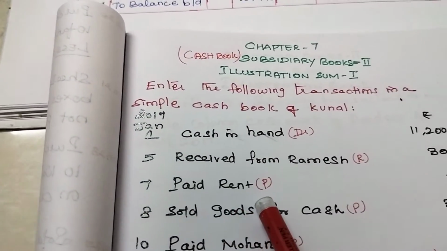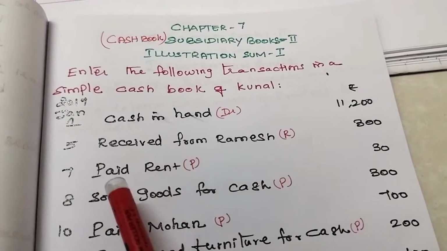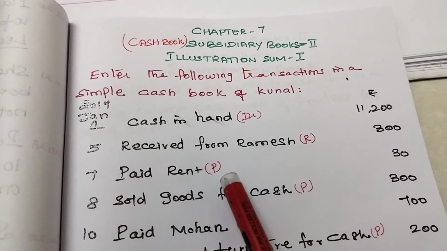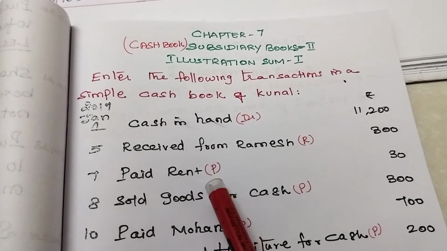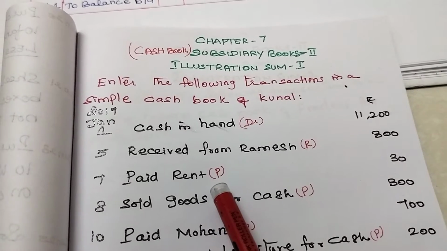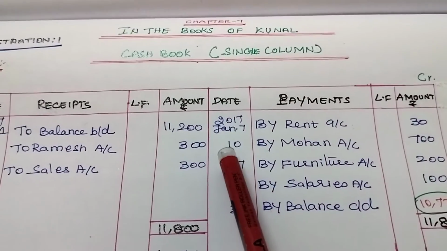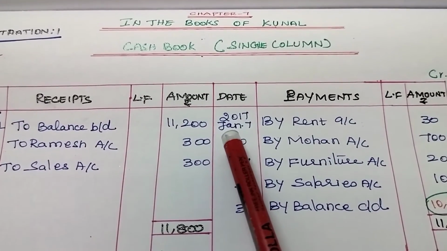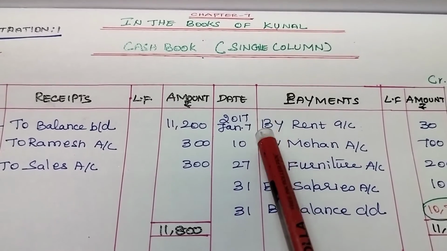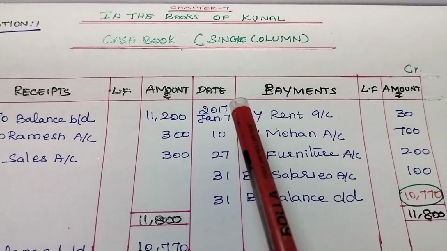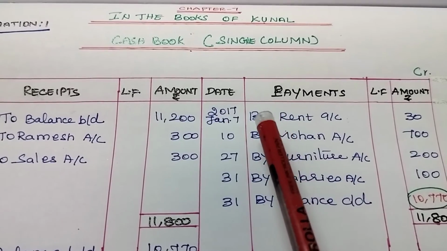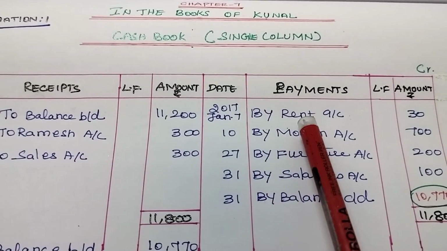January 7, paid rent rupees 30. Paid rent means payment. Whenever you pay rent, your cash account decreases, and whenever the cash account decreases, the cash account should be credited. So on the credit side, 2017 January 7, you always start with the word By. So By Rent account, 30 rupees in the payment column, because paid rent means payment.